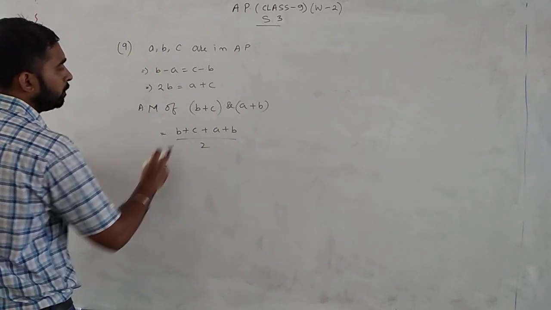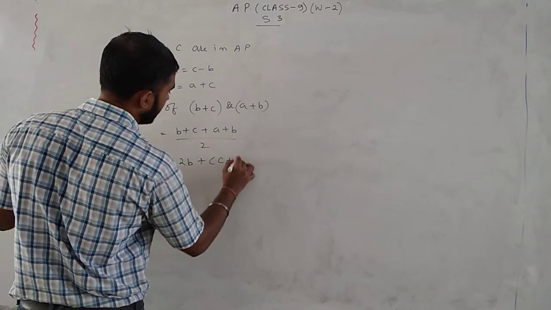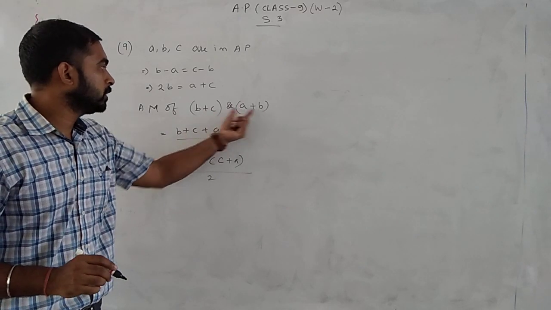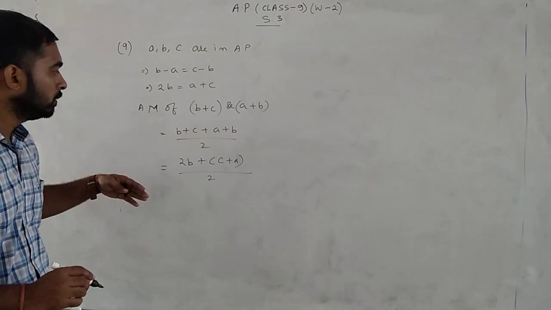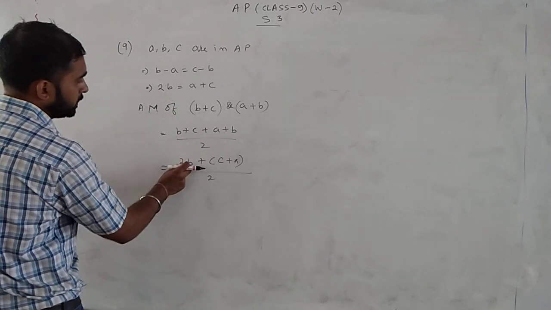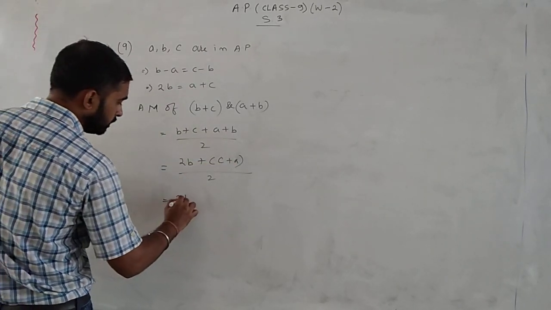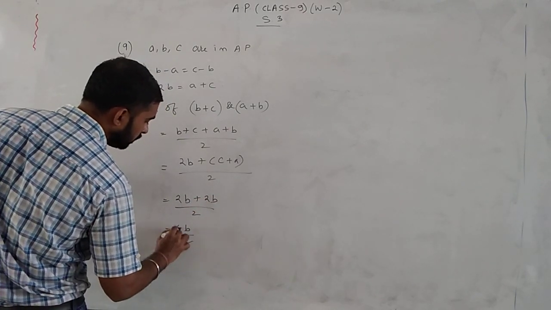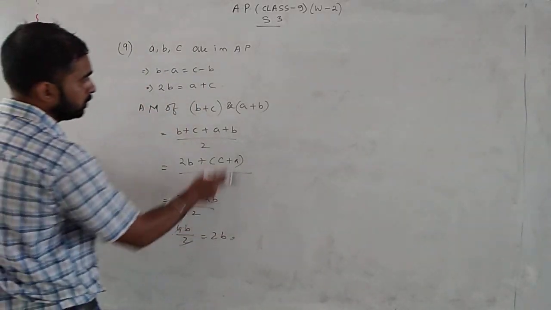Now B plus B is twice B, and this one C plus A by 2. Now we are going to find the AM of A plus B and B plus C. There are two terms, A, B, B, C. So if possible, find the answer in two terms. Here simply twice B, C plus A also twice B. So you can replace twice B. In this way twice B plus twice B by 2. That is 4B by 2. This one is correct. But if possible, transfer them into two variables.